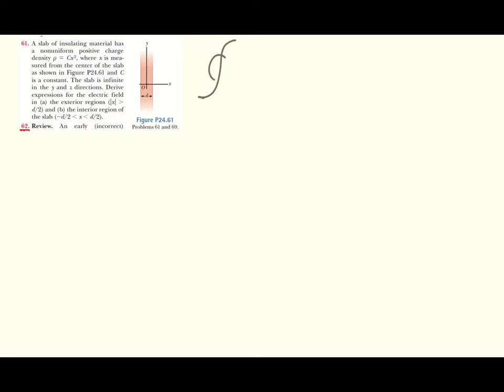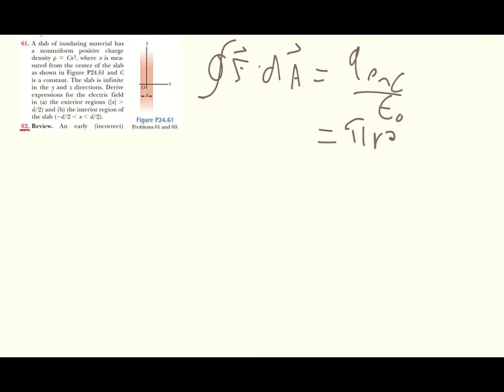So E dot dA equals Q enclosed over epsilon naught. We just derived the expression for this. It's going to be pi, and pardon me, I'm going to rearrange this slightly from how I wrote it before, pi r squared c d squared over 24 epsilon naught. Okay, and this is going to be E.